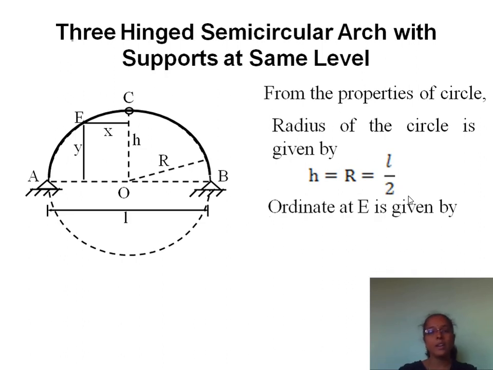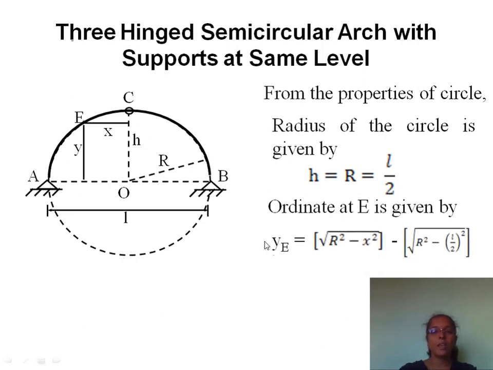And the ordinate at E is given by YE is equal to root of R square plus X square minus root of R square minus L by 2 whole square. Whereas here R is equal to L by 2, if you substitute into this equation, this second term will vanish. Therefore, YE will be reduced to only root of R square minus X square. So this is the equation to be used to find the ordinate of any point on the rib of the semicircular arch, and the rise as well as the radius is equal to half of the span.